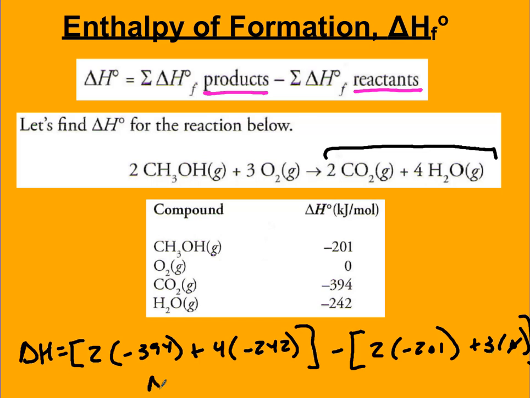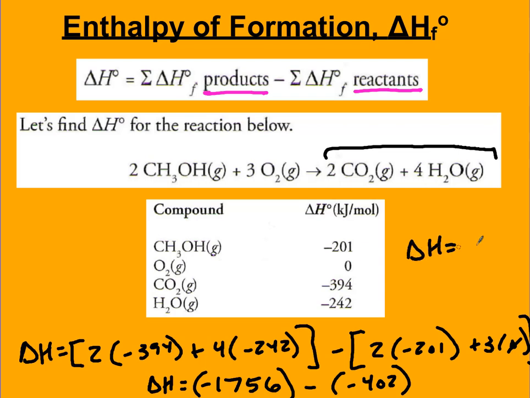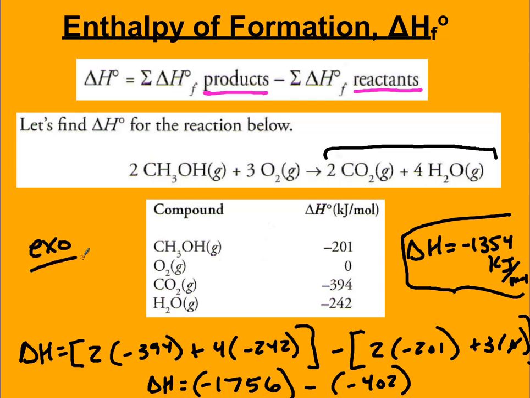For a problem like this, I would recommend breaking it up and finding my total products. My total products is 1756. All of that minus my reactants, which are negative 402. Therefore, my delta H is negative 1354 kilojoules per mole. So this reaction is exothermic because delta H is negative.